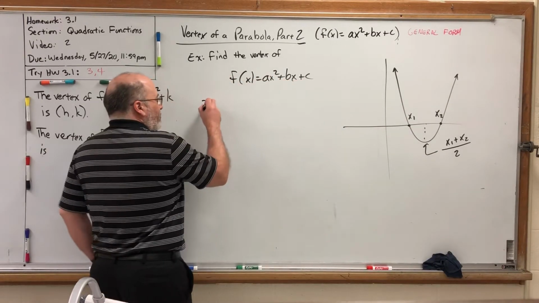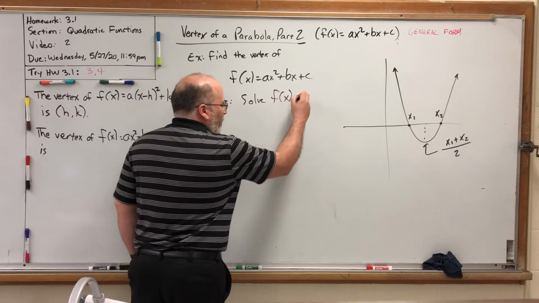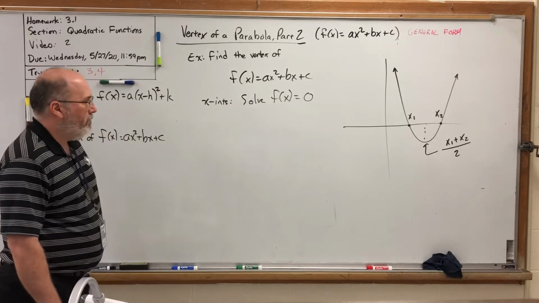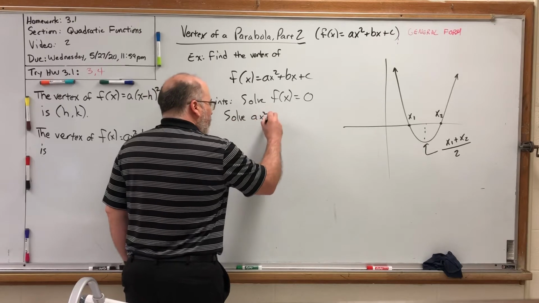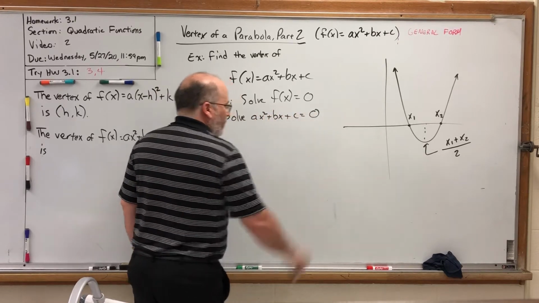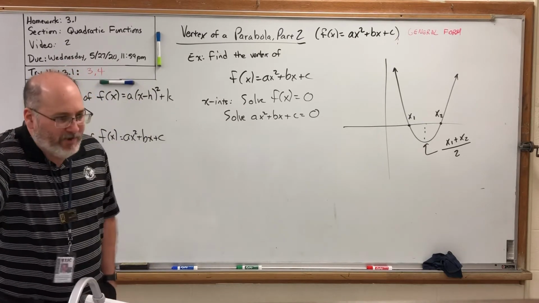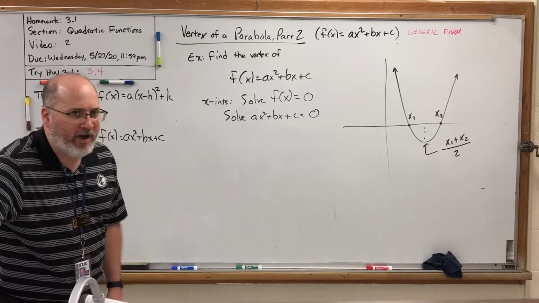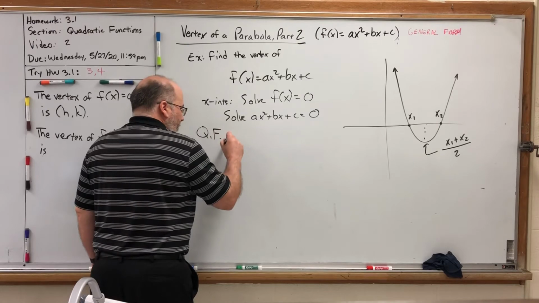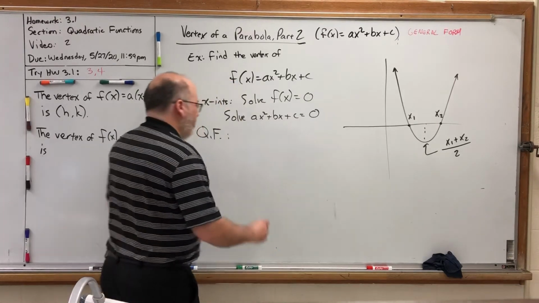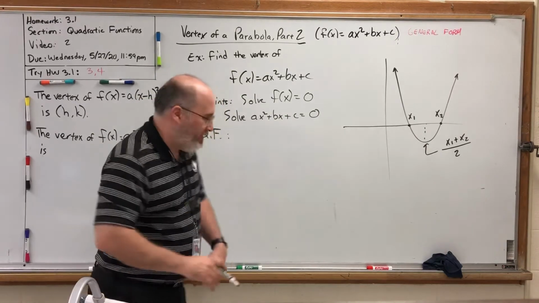Well, remember that for x-intercepts, you have to solve f of x equals 0. We're going to solve ax squared plus bx plus c is equal to 0. Well, how can we do that if we don't know what the numbers are? Oh, wait a second. We have a formula for solving this. It's called the quadratic formula. So if we do the quadratic formula, we're going to get our 2 x-intercepts. Oh, wait a minute. We need 2. Oh, the quadratic formula, it has a plus minus in it.